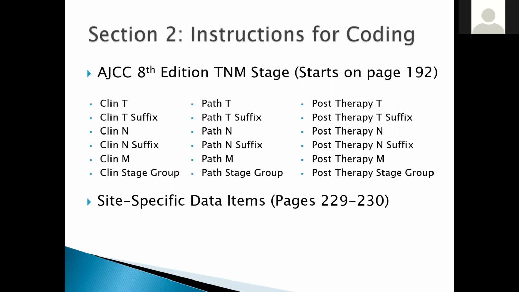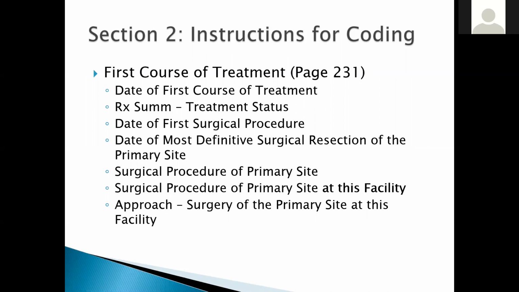On pages 229 and 230, there is a list of the site-specific data items that the COC requires accredited facilities to collect for all abstracts. Basically, once again, we will ignore these pages of the STORE manual and use this corresponding manual when necessary. So there is a site-specific data items manual that we need to go to when assigning those codes of the abstract. First course treatment starts on page 231.